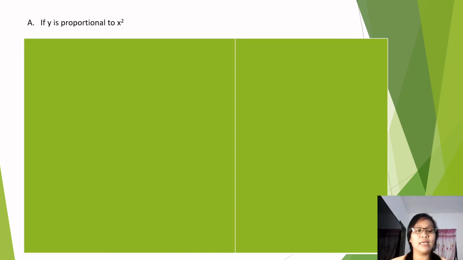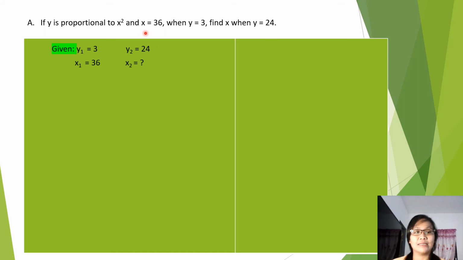If y is proportional to x squared and x is equal to 36 when y is equal to 3, find x when y is equal to 24. So, find the given first. Y sub 1 is 3. Y sub 2 is 24. And x sub 1 is 36 and x sub 2 is the unknown. Then, of course, make an equation.